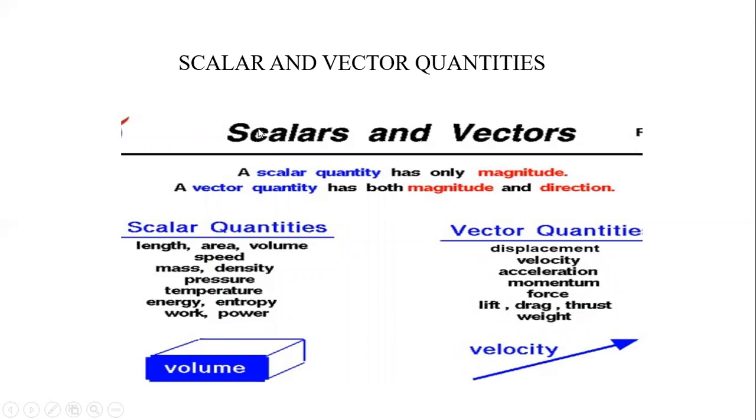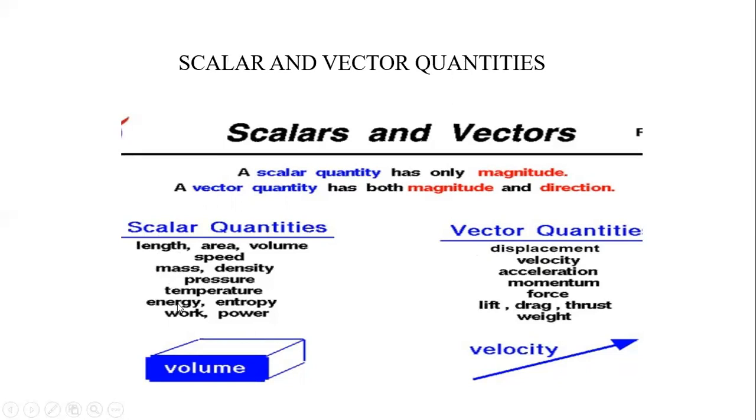Scalar and vector quantities. A scalar quantity has only magnitude, or you can say that scalar quantities are those quantities which can be specified only by their magnitude. By knowing only the magnitude, we can specify the scalar quantities. For example, length, area, volume, speed, mass, temperature. Let's talk about the length. If someone asks you the length, you simply say that it's 5 meters, 6 meters, 7 meters or 8 meters. You don't need any direction to specify the length.